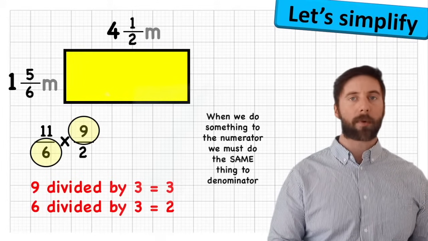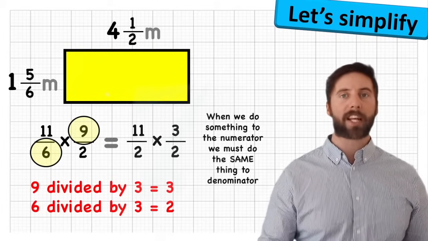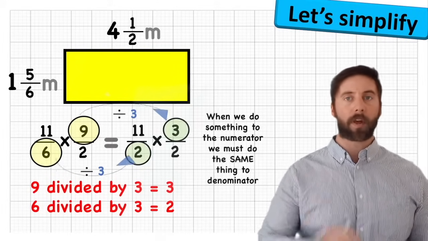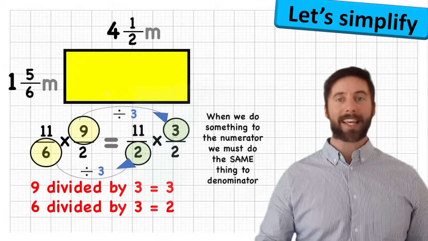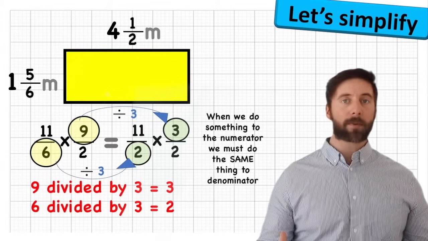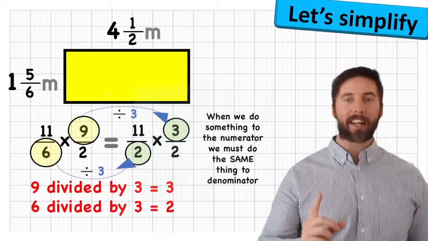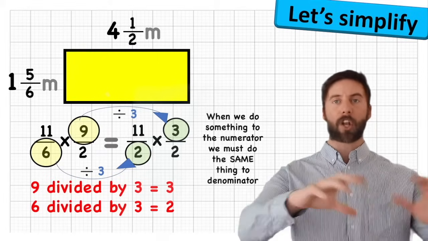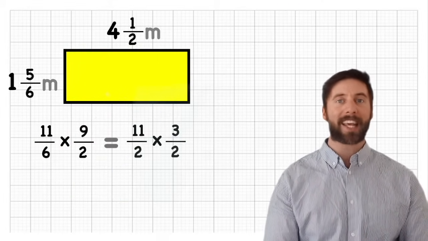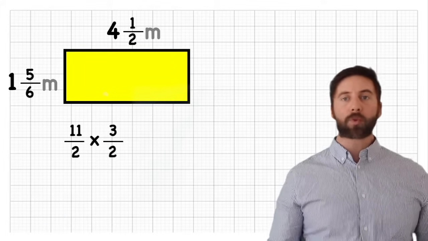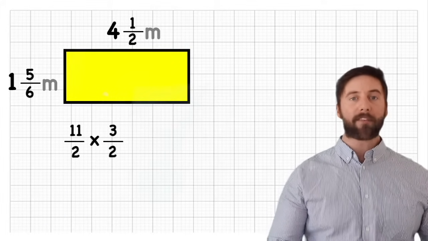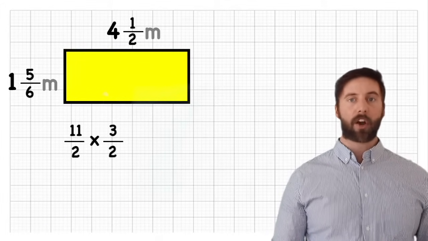So 9 divided by 3 is 3, so I can change the top row to a 3. But whatever I do to the top row, I must do to the bottom row. So 6 divided by 3 is 2. Sometimes you won't be able to simplify, but if you can, it's always worth doing because it makes our numbers a lot smaller and more manageable to see and to use, okay? So my final set of improper fractions, the ones we're going to multiply, are 11/2 times 3/2.